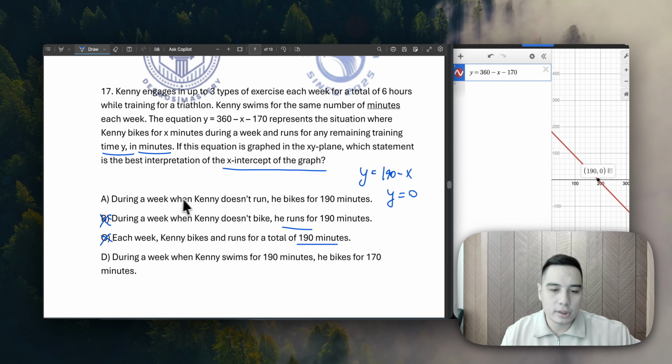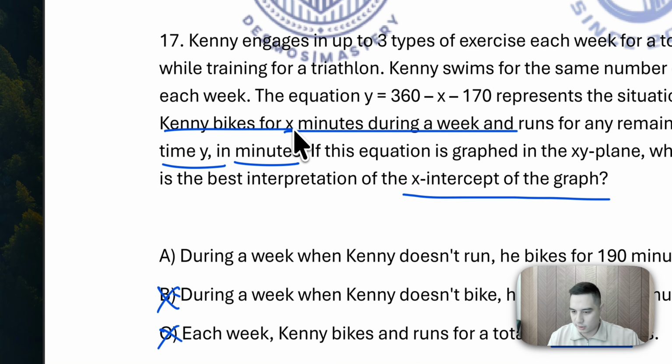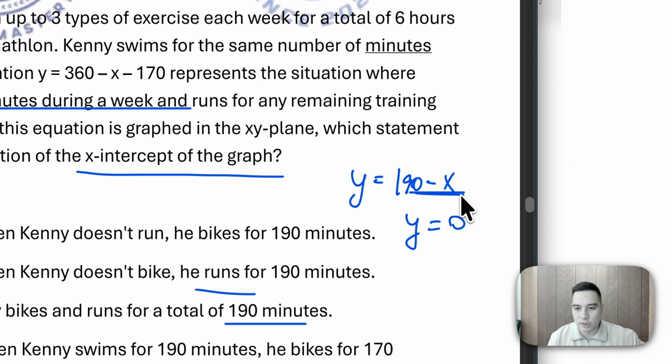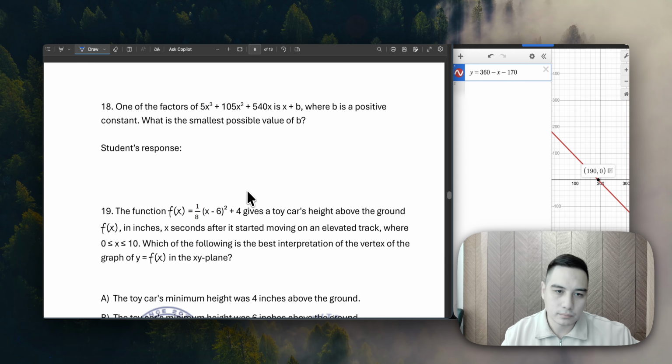During the week, Kenny doesn't run. He bikes for 190 minutes, and x is Kenny biking for x minutes. Here is the moment of truth. The x minutes is biking. That means the answer is A, because x is just about the biking. Nothing about swimming. Next one.